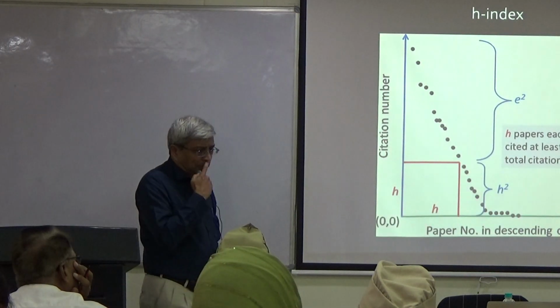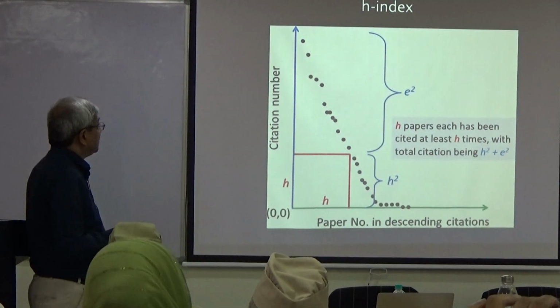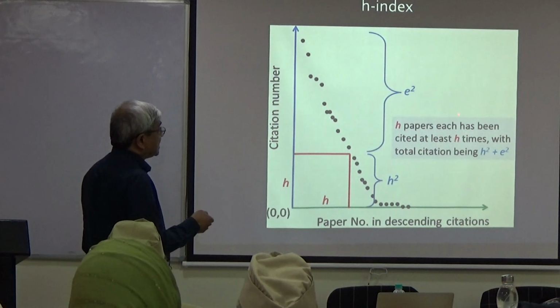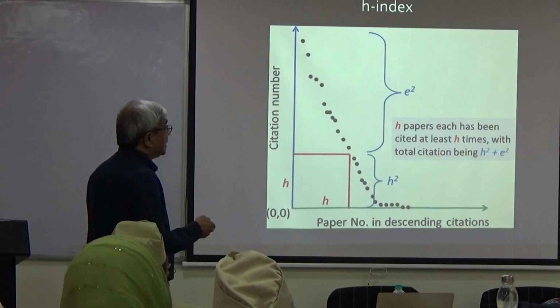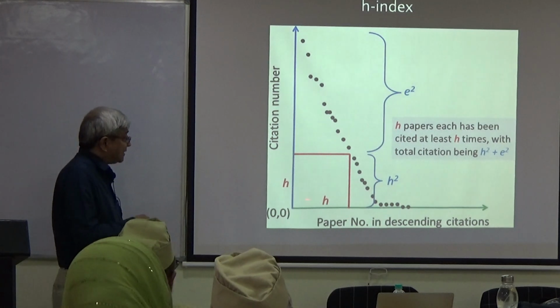The other popular index which is used is the H index, of course. So that means, in this case, H papers of a given individual have been cited at least H times. Okay, so that is where the H index comes from.